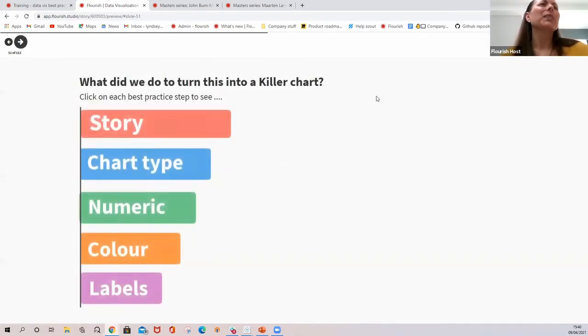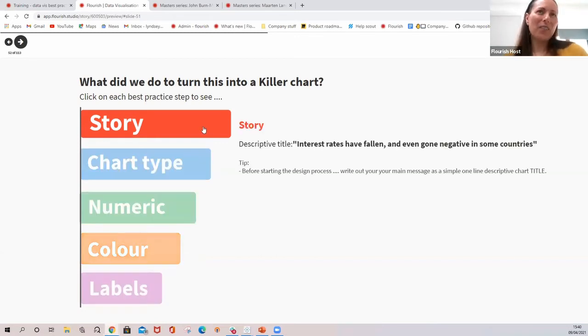So what do we do? To turn this into a killer chart, these are five things that we go through. Our descriptive title, we formulated this first. We knew exactly what we were trying to explain to the person looking at it.